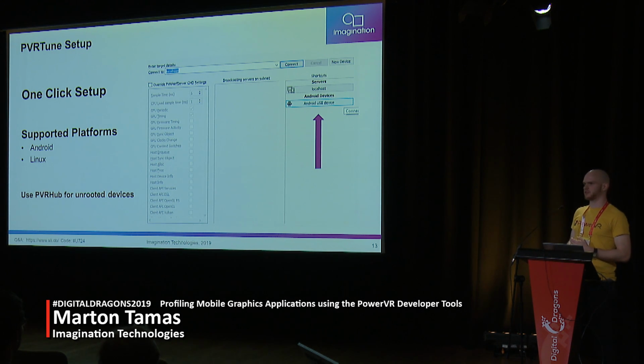Deployment is currently supported on Linux and Android. But on Android, for unrooted devices, you do need to use a different application called PVR Hub for now, but we plan to hide that in the future, so it will become a truly one-click setup regardless of whether you have a rooted device or not. So then you can just use the one-click setup on all the retail devices, and that will be very nice.